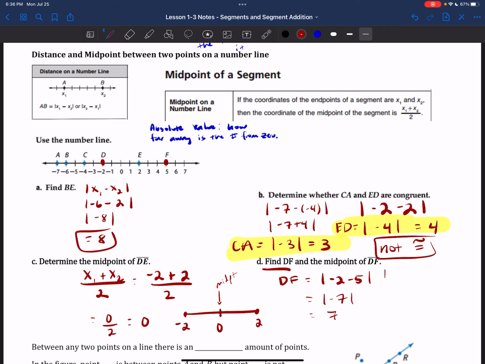In order for me to find the midpoint, I do x sub 1 plus x sub 2 all over 2. So I will write -2 plus 5 all over 2. And -2 plus 5 is 3. And then divide that by 2, it's just going to be 3/2, or you can write 1.5. So these are your answers, 7 and 1.5. Okay?